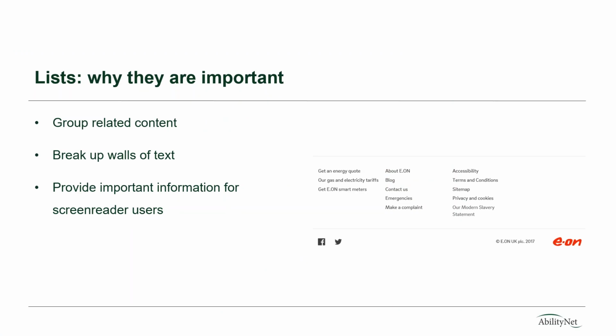Okay, the second structural component we're going to look at is lists. Lists are really useful for grouping related content. Like headings, they break up what might otherwise be a wall of text, and they provide some important meta information for screen reader users as well. By meta information, they might tell a screen reader user where a list starts, where it ends, and how many items are within the list. And that's something you get from a quick glance as a sighted user.